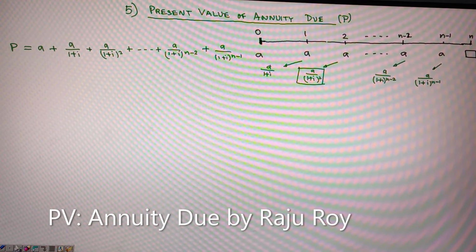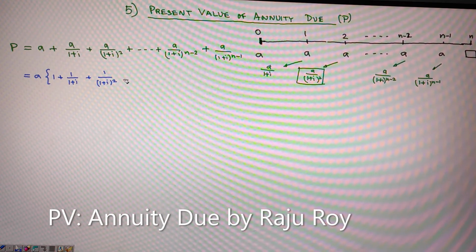Next, now I will solve it. It is very easy. So now I will take A common: 1 plus 1 by (1 plus i), plus 1 by (1 plus i) the whole square, plus and so on, plus 1 by (1 plus i) raised to the power n minus 2, plus 1 by (1 plus i) raised to the power n minus 1.